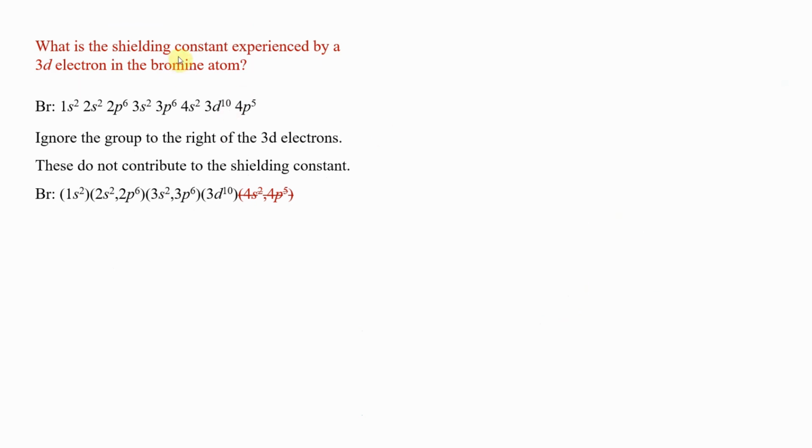Let's see another example. What is the shielding constant experienced by a 3d electron in bromine? Here I was careful enough to bring something different. I'm talking about the 3d electron, so this electron. What is the inner core? All of this is inner core. What is the outer core? This is outer core, this is outer core. So I do not take it into account.